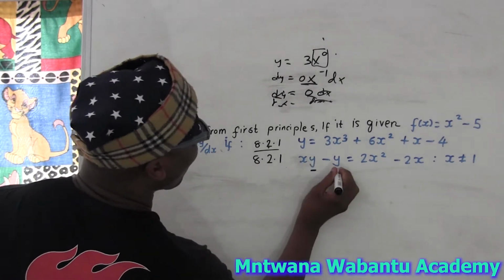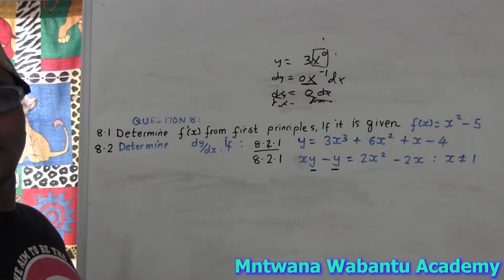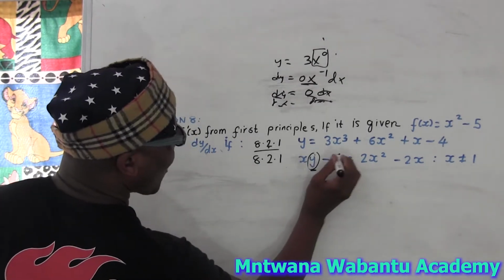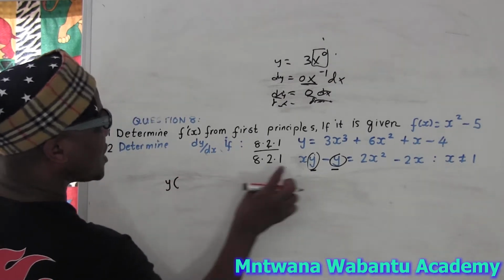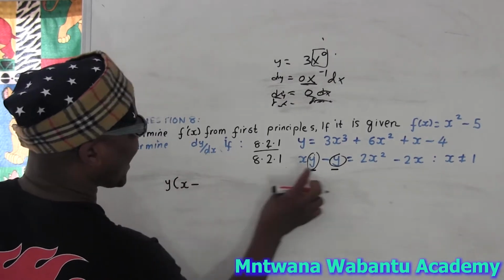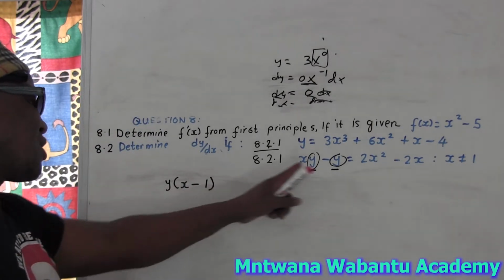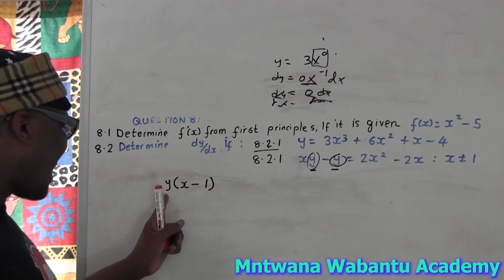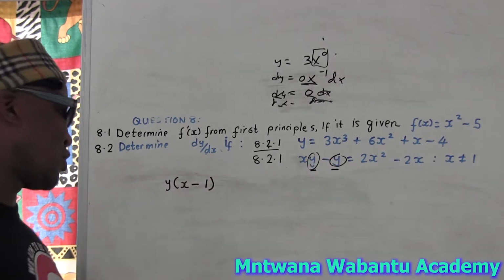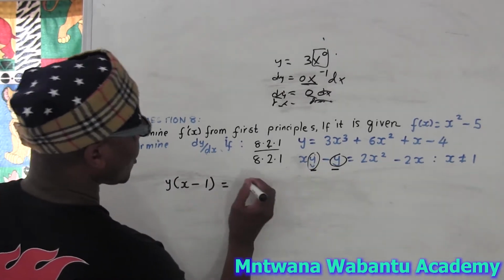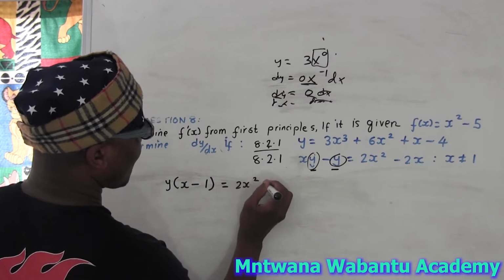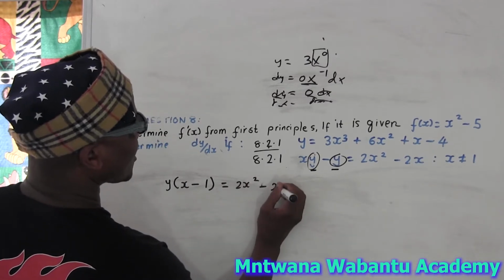So first and foremost, I will factorize y because y has to be alone. You know what I'm saying? There's a y here, there's a y. So I factor out, so I take y out. So inside here, I'm going to be left with x minus, since y went out, I'm left with 1. You can see x times y, yx, y times x, yx, y times 1 equal to y. So the same thing. Equal to 2x squared minus 2x.